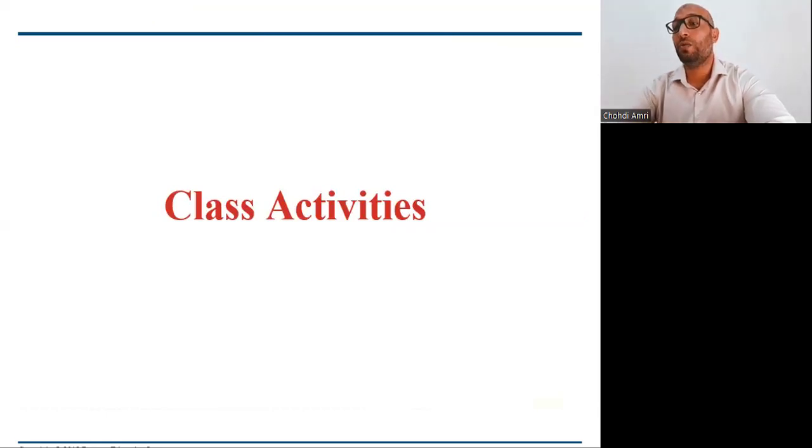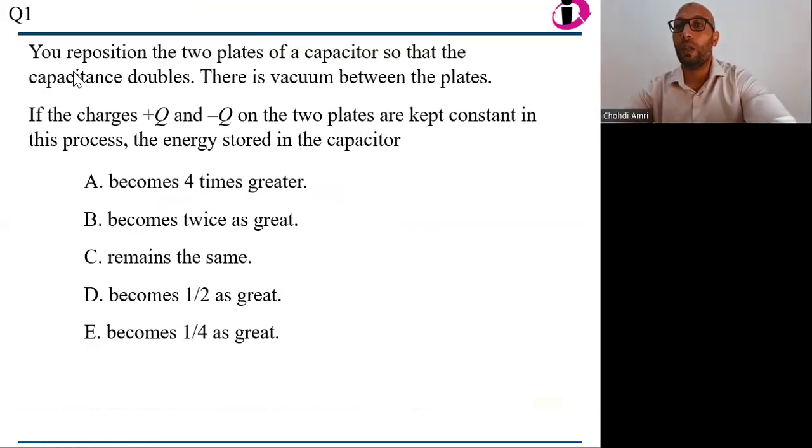Now, I would like to move to the class activities. You reposition the two plates of the capacitor so that the capacitance doubles. There is a vacuum between the plates, so there is no dielectric between the two parallel plates. If the charges +Q and -Q on the two plates are kept constant in this process, the energy stored in the capacitor becomes 4 times greater, twice greater, remains the same, becomes half as great, or becomes 1/4 as great.